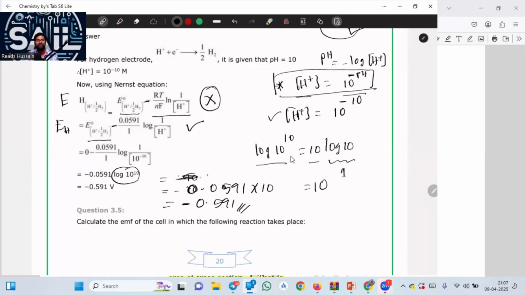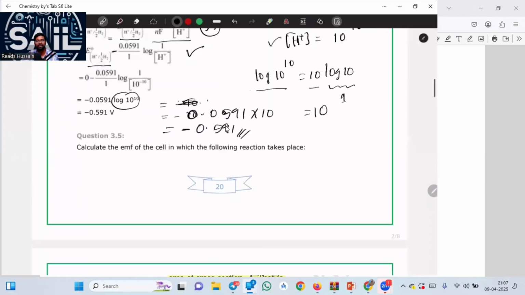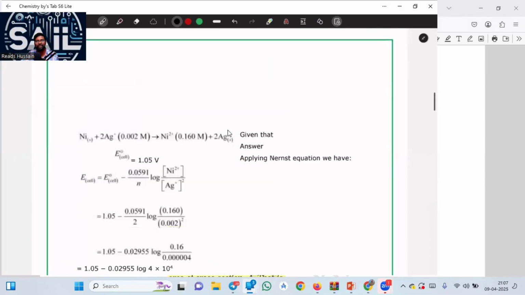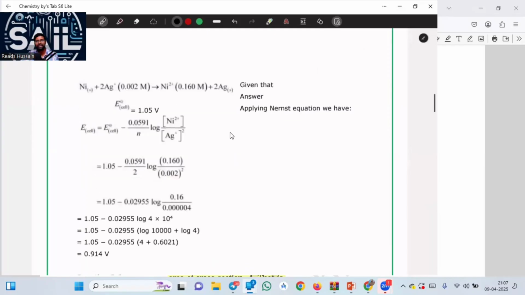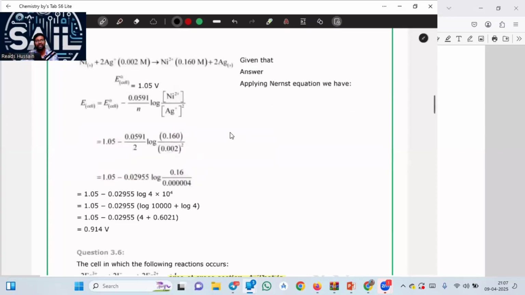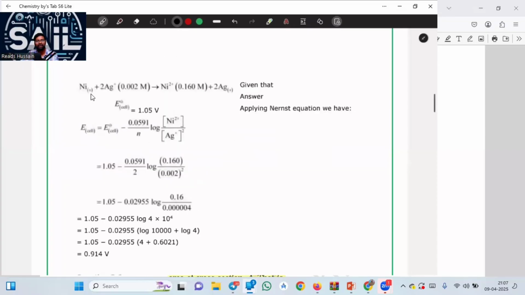That's all. Once again, you go through the material, and if you feel any difficulty, you can ask me. The next question is this. This is the next question given in your textbook. I'll go a little fast. The nickel 2 plus and Ag plus concentrations are given here, and the standard electrode potential of the cell is given. The standard electrode potential of the cell value is 1.05 volts.